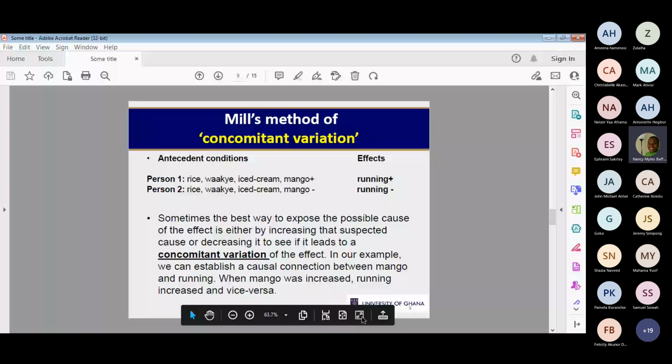Remember, you don't say now we have proven. You haven't proven anything, my friend will say. Proof is too strong a word to use. You have a good reason to believe that there's a causal connection between the mango and what? The running. How did you do that? There's an increase. Sometimes there is a decrease.